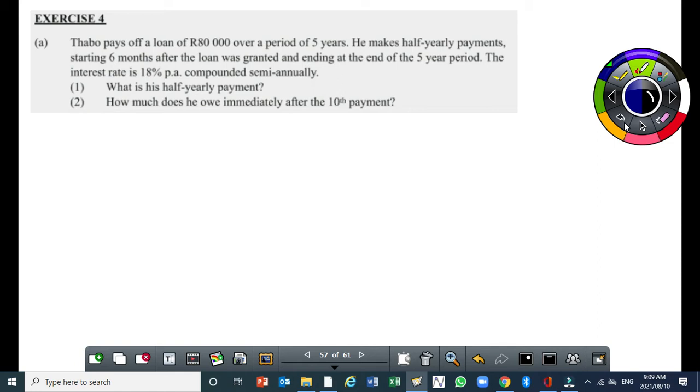So we have got some very important information in the question that we need to be aware of. There's money which was borrowed. Okay, that could be a clue that we are dealing with the present value. The amount which was borrowed was 80,000 rand. The time period was 5 years, and they had to make half-yearly payments. The first payment was made 6 months after the loan was granted. Remember, I told you that when you borrow money, you don't start paying it off immediately. Okay?